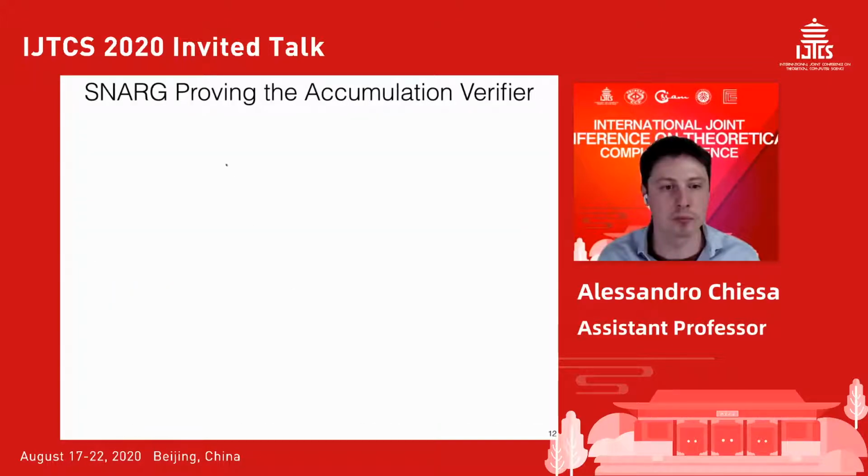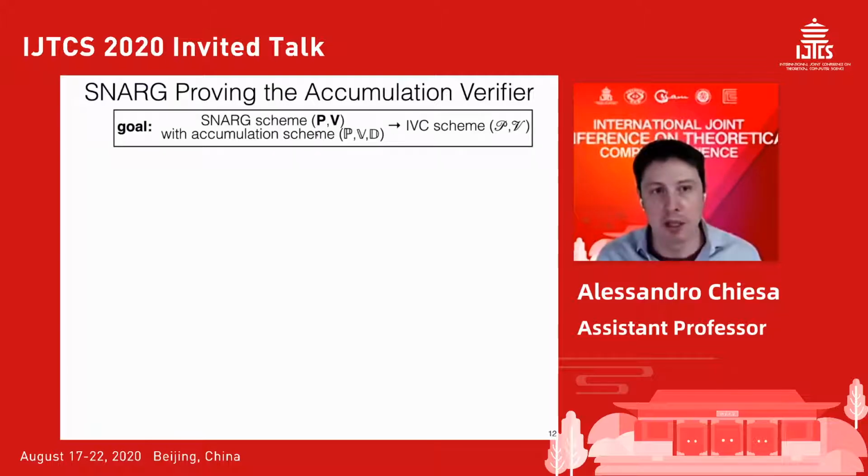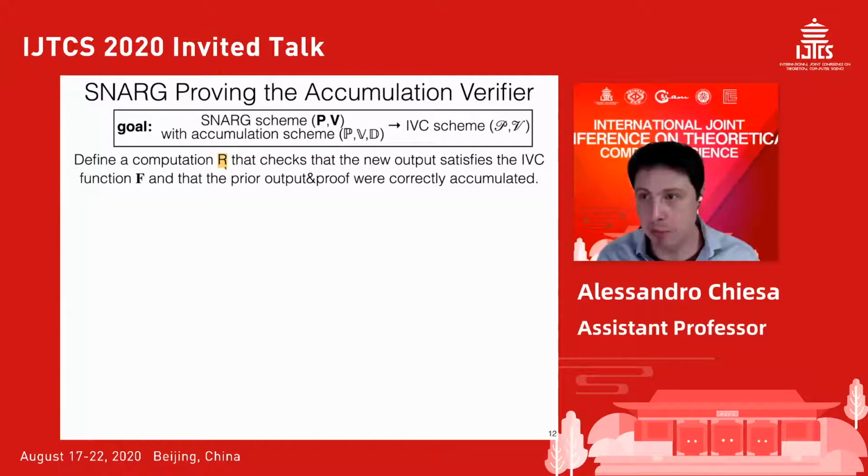All right. So while before we were snark proving the snark verifier, now we're going to snark prove the accumulation verifier. Specifically, we want a new construction that says: give me the prover and verifier of the snark, and the prover, verifier and decider of the accumulation scheme, and I want to construct the IVC prover and IVC verifier. Similarly to before, the crux of the construction is going to be some recursive computation R that checks that the new output satisfies the IVC transition function, and also that the prior output and proof were correctly accumulated.